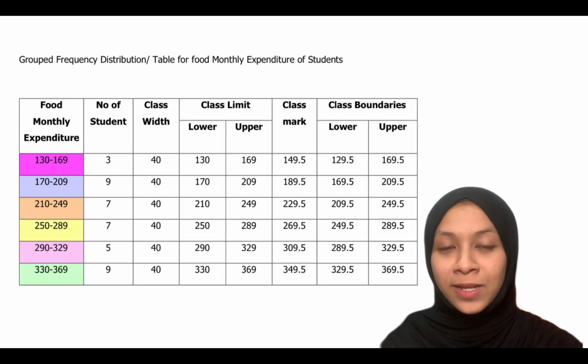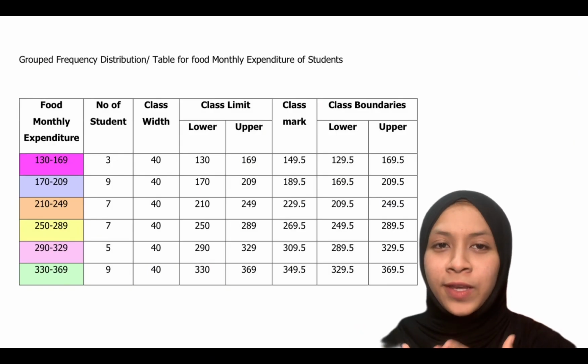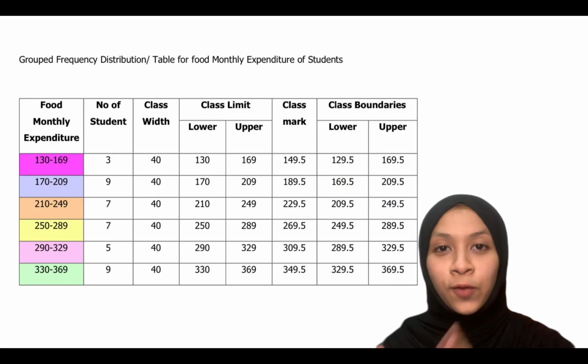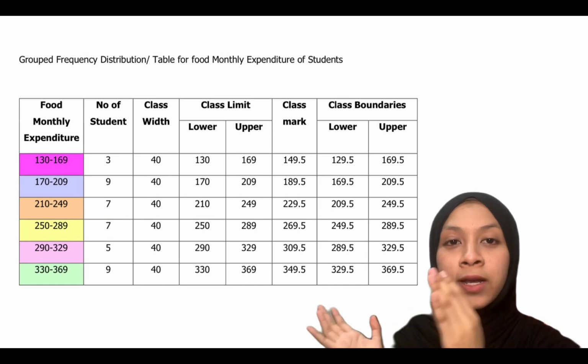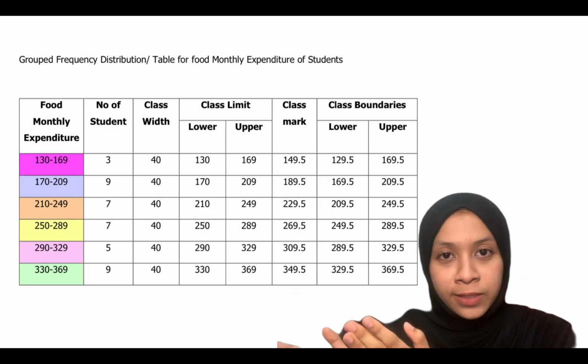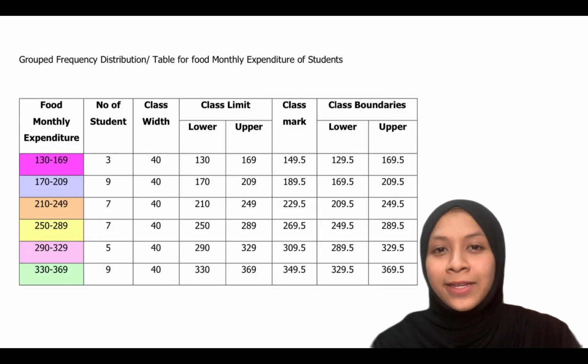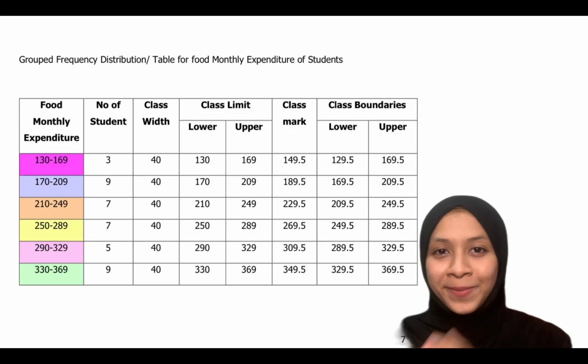Next, this table includes important details like class limit, that is the range of each group. The class width is 40, class mark is used for calculating the mean, and class boundaries are for accuracy in further calculation. This table helps us understand how students spend their money in different ranges.